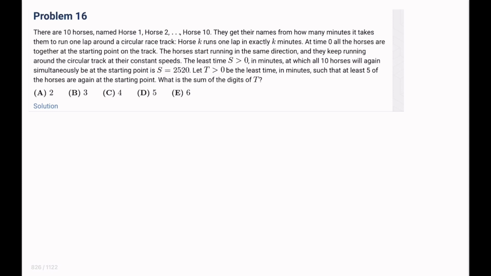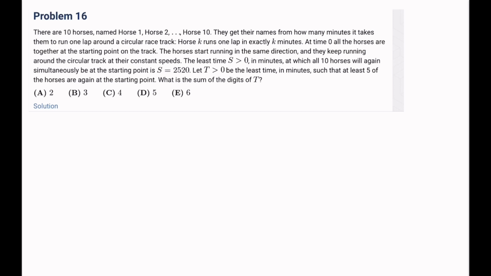Problem number 16. There are 10 horses named horse 1, horse 2, all the way to horse 10. They get their names from how many minutes it takes them to run 1 lap around a circular racetrack. Horse K runs 1 lap in exactly K minutes. At time 0, all horses are together at the starting point on the track. The horses start running in the same direction, and they keep running around the circular track at their constant speeds.